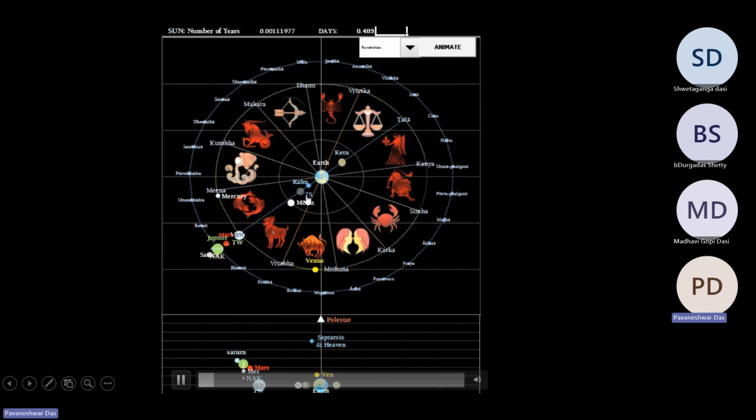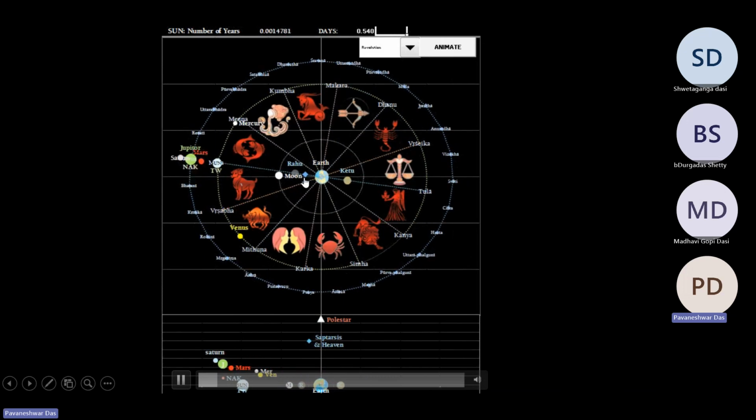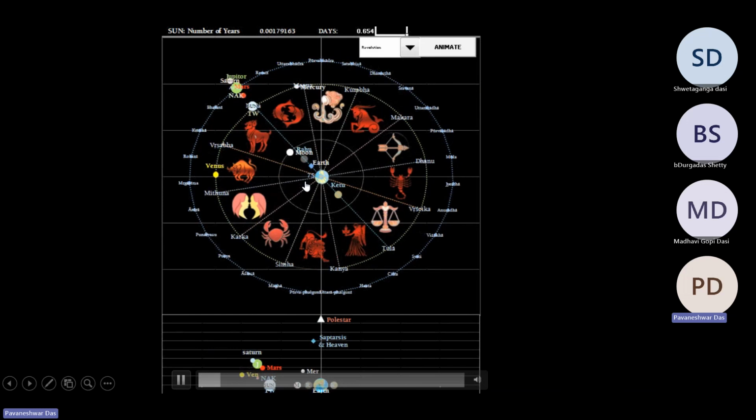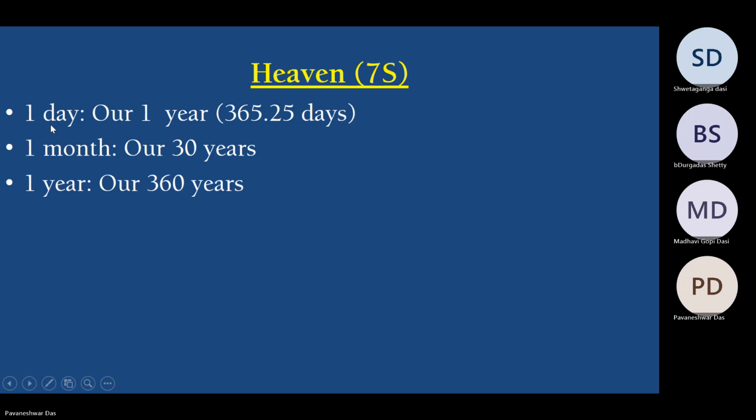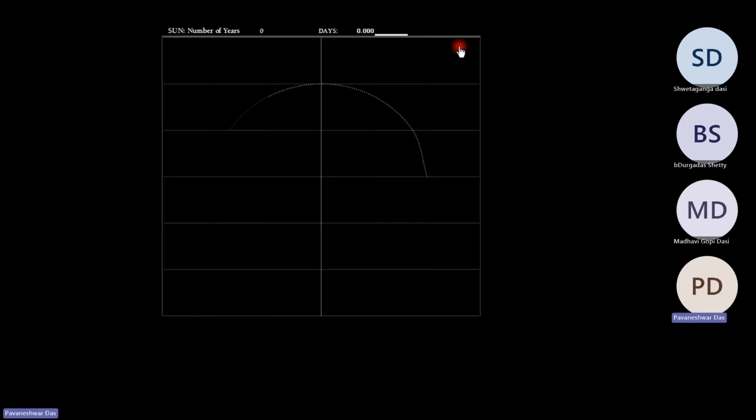And there is something called Saptarishi here. The Saptarishi are representing heaven. We heard that one day in heaven is our 1 year, 365.25 days, and 1 month there is our 30 years, and 1 year there is our 360 years. So how do we understand this from the simulation? How is our 1 year their 1 day, our 30 years their 1 month, our 360 years their 1 year? Here there is a simple animation.